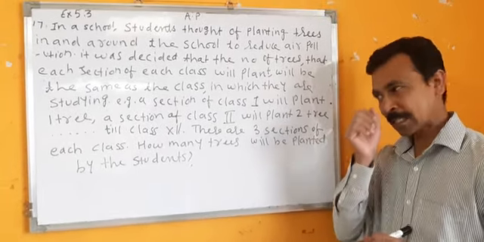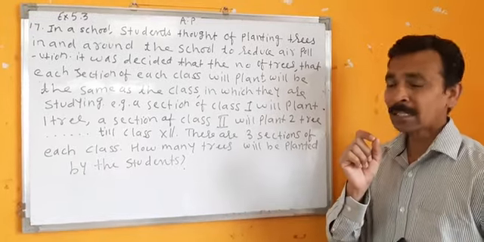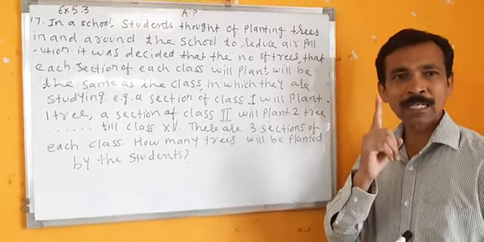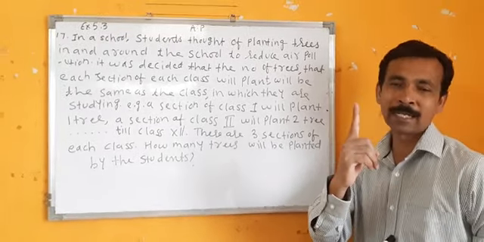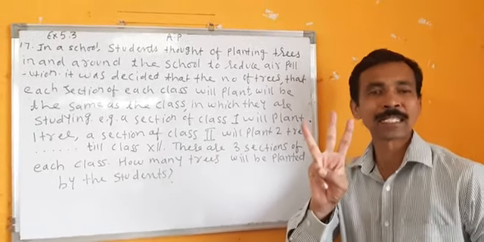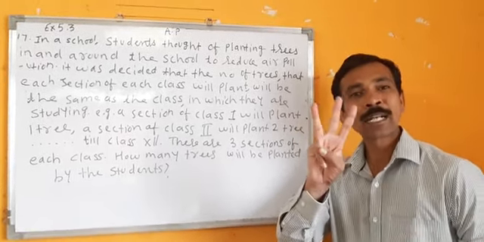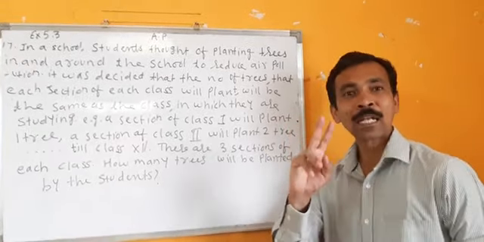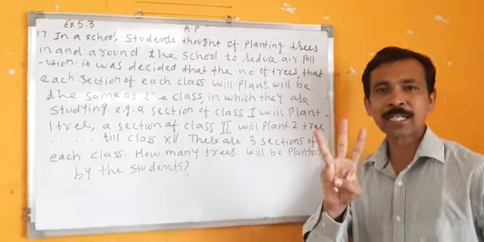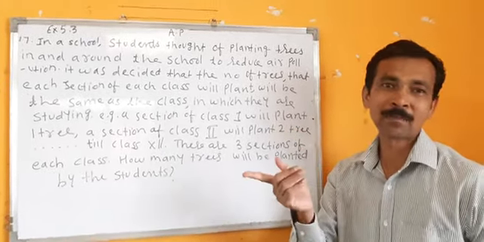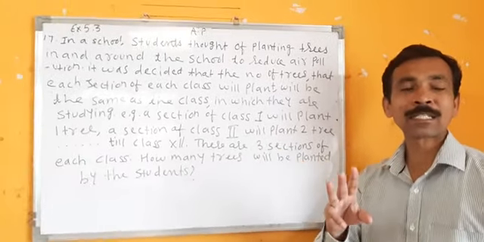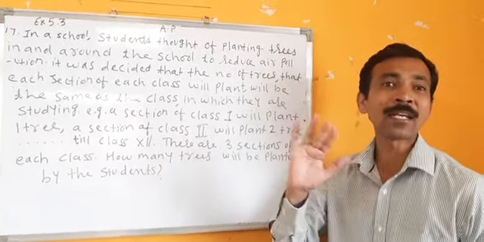The meaning of this is that the students will plant the trees, and if the student is in class 1, they will plant only 1 tree. But there are 3 sections. So class 1 students will plant 3 trees. Why 3 trees? Because there are 3 sections of class 1. Class 2 will plant 2 trees. But how many sections are there? 3 sections. So they will plant 6 trees, because 3 sections into 2 plants. Class 3 will plant 9 trees and so on.